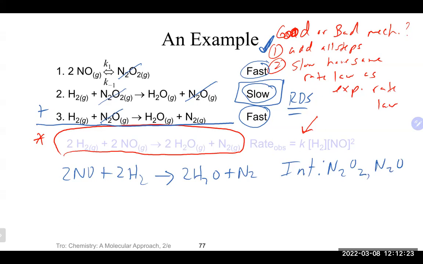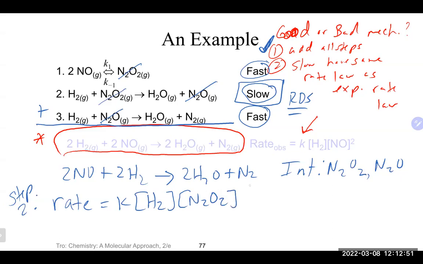Because the second step is the slow step in the mechanism, that means when I write the rate law for the second step, it should match the rate law that was found experimentally in order for this to be a good mechanism. So let us write the rate law here for the second step. So for the second step, the rate would equal K times H2 times N2O2.